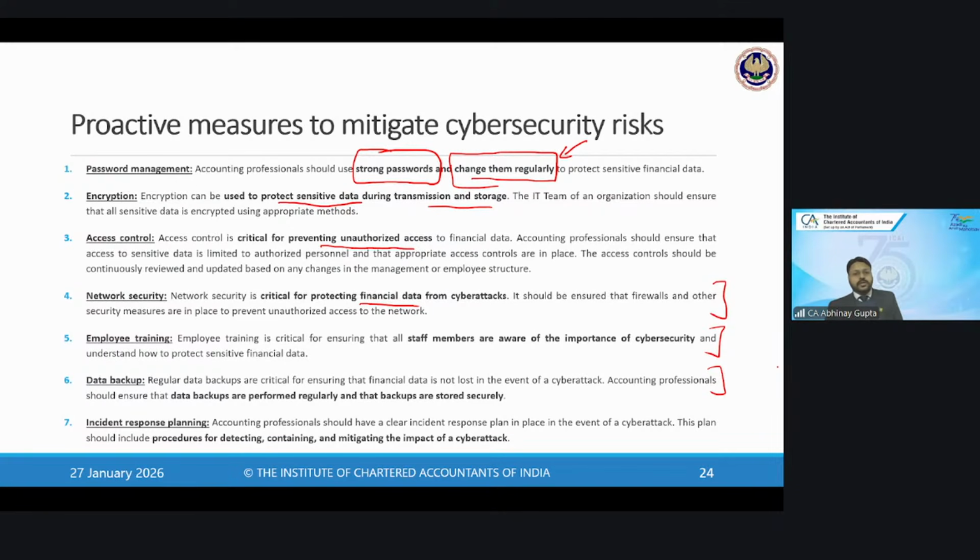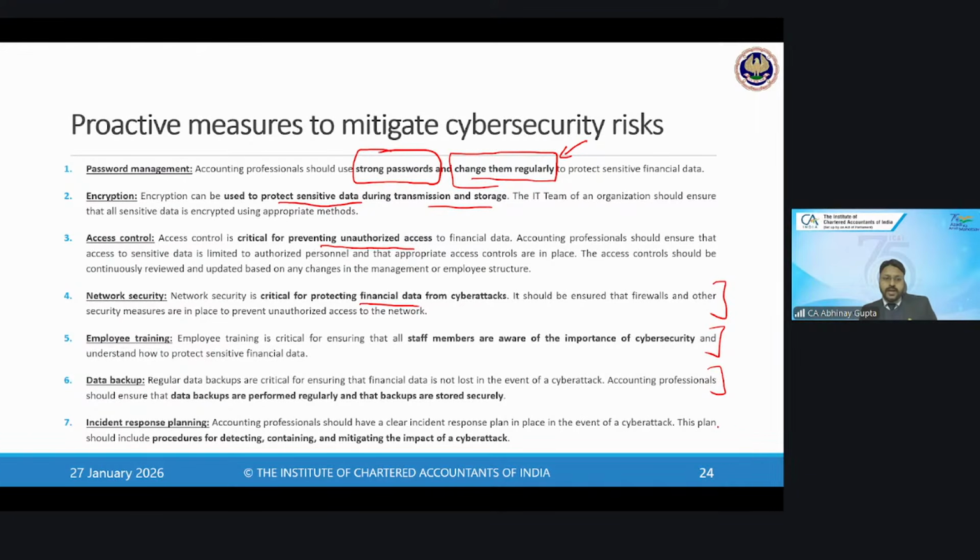And furthermore, they are not only maintaining the backup at one place. Many organizations are also maintaining backups at different locations, so that if one location's servers are compromised, then another location's server can be used to get all the data backed up. So a good data backup policy should also be there.